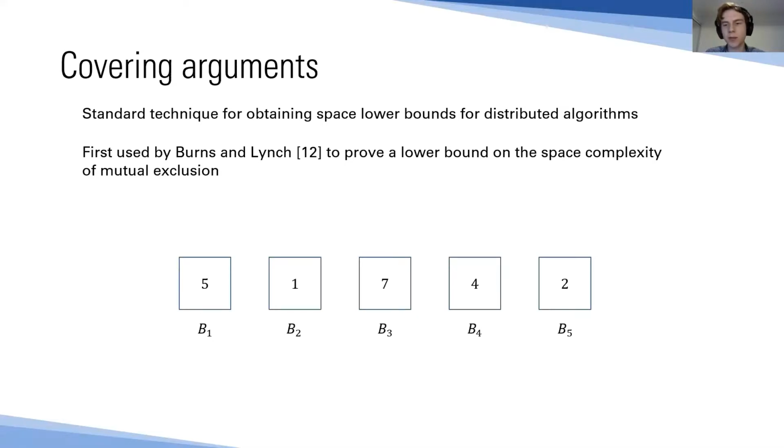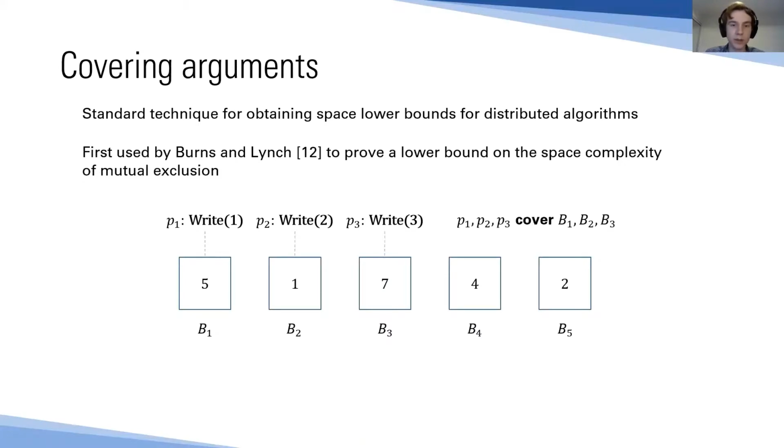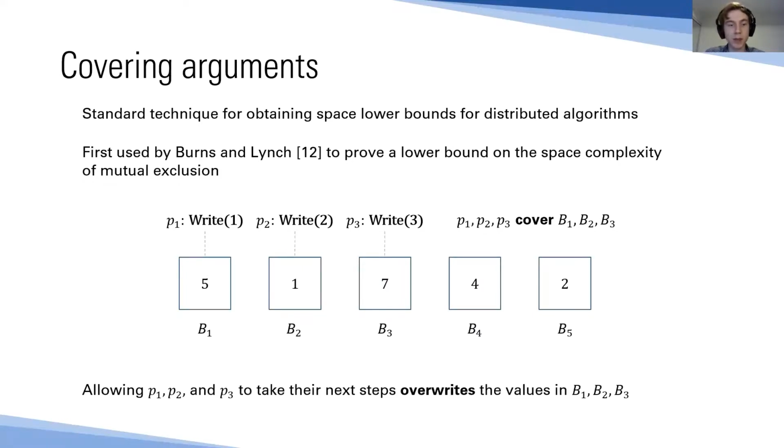We say that a set of processes covers a set of base objects if, for every base object in that set, there's a process that's poised to apply an operation that will overwrite the contents of that base object. So in this case, where P1, P2, and P3 are poised to write to B1, B2, and B3, we would say that the processes P1 to P3 cover the base objects B1 to B3. If we allow all of the covering processes to take their next steps, they obliterate the information stored in the covered base objects. This is called a block update by P1, P2, and P3.